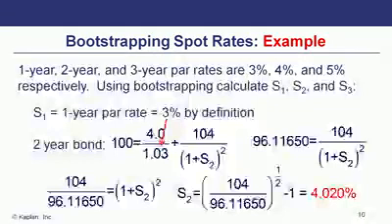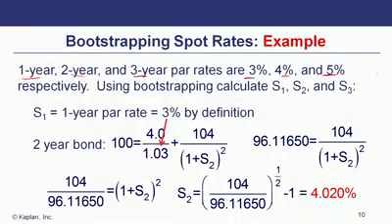So you got 1, that gives you the ability to get 2. Once you have 2, you can get 3. Once you have 3, you can get 4. So we can bootstrap a spot rate curve. I don't think this is quite as important, but nonetheless, here's what's going on. So we have a 1 year, 2 year, and 3 year par rate curves are 3, 4, and 5%.